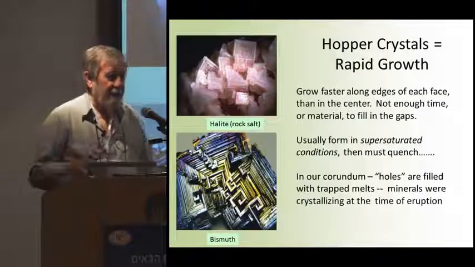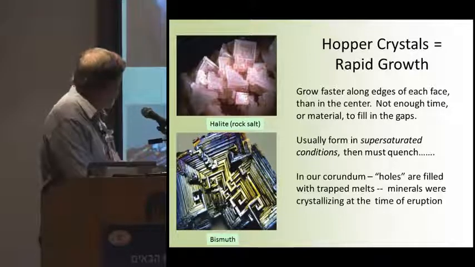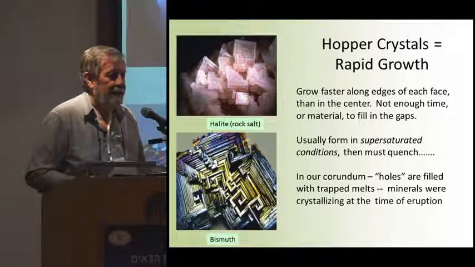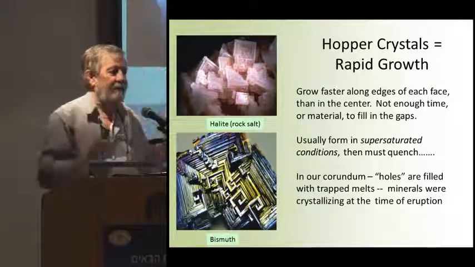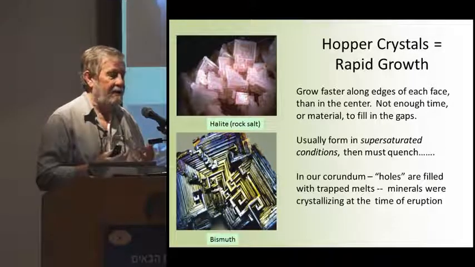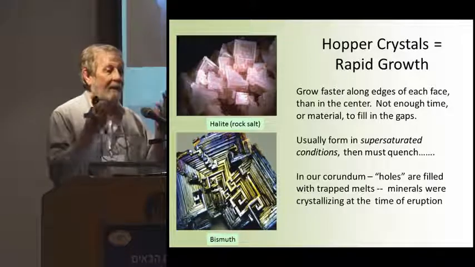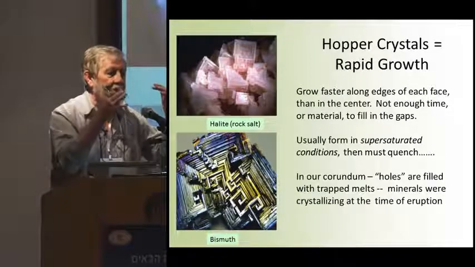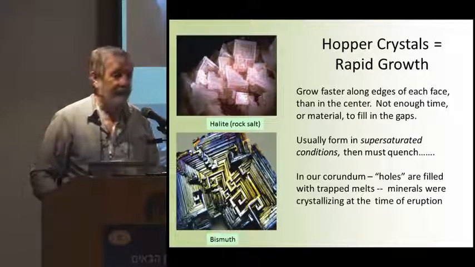Hopper growth is something you can do in your kitchen if you do it with salt or with bismuth, for example. Hopper growth simply means that the edges of the crystals are growing much faster than the centers of the faces. This is usually an indication that they're growing under supersaturated conditions. They're growing so rapidly that they can't keep themselves filled in. And this, of course, gives us an ideal way to trap melts.